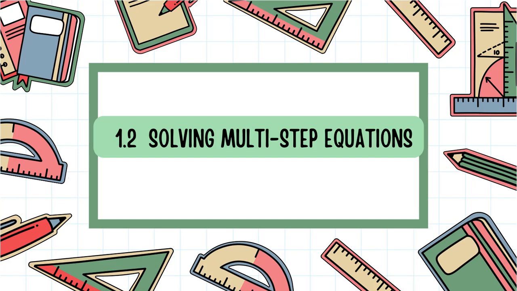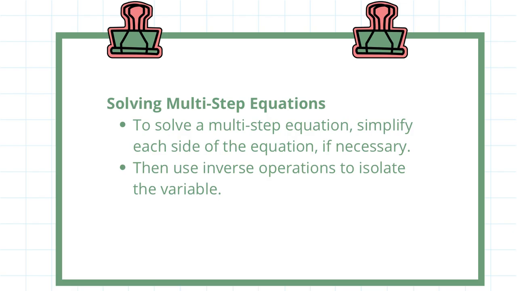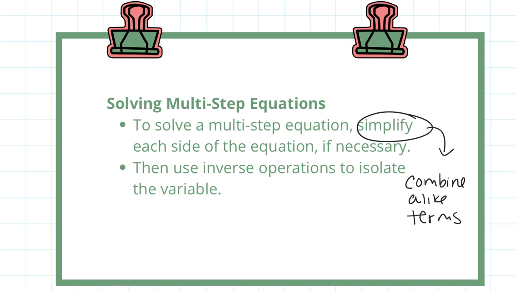1.2 Solving multi-step equations. To solve a multi-step equation, simplify each side of the equation if necessary. So simplify here, we're going to, if necessary, combine like terms. Think about it as making your expressions smaller and easier to work with.